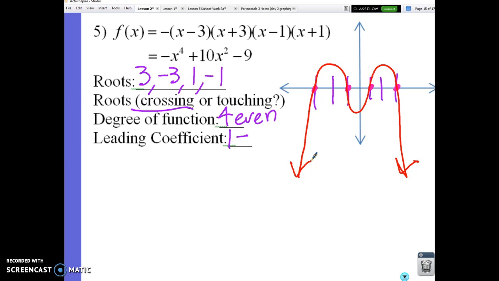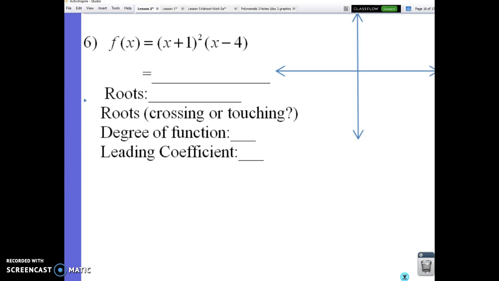Alright, I'm going to move on to problem 6. So you shouldn't have done this yet, so I'm going to go through it. The first thing, I don't have what it equals when it's all multiplied out. So if we were to multiply this out, I'm just going to tell you. It's x cubed minus 4x squared minus 8x plus x minus 4. So you would have had to multiply that out if it wasn't given to you.